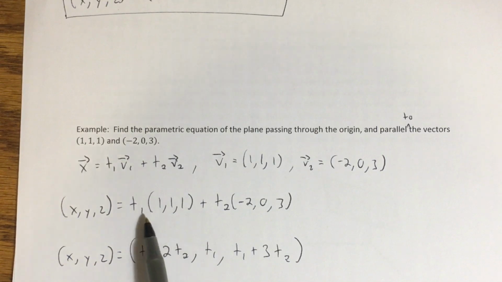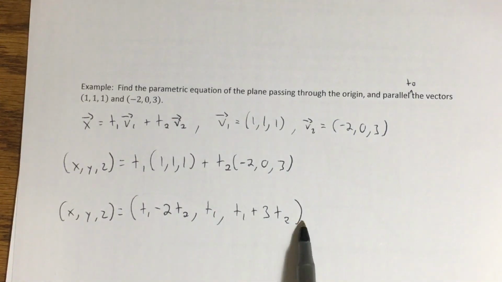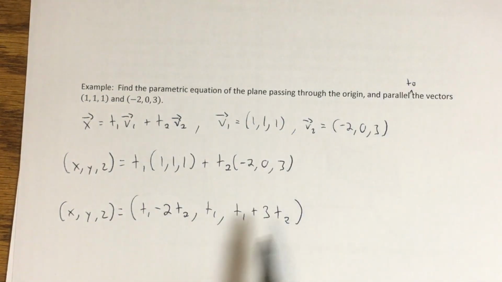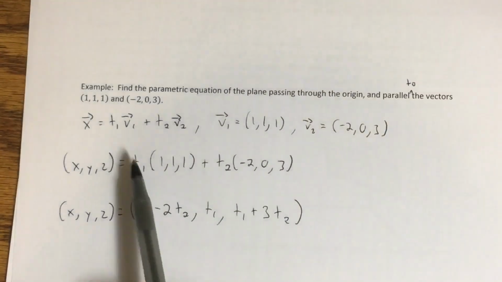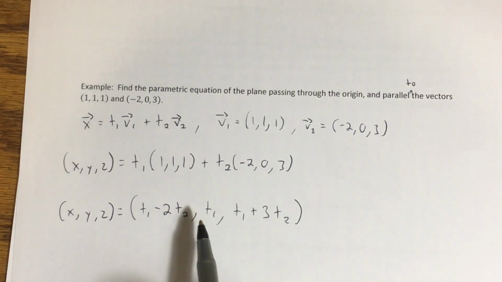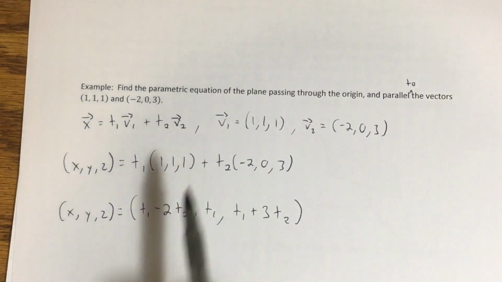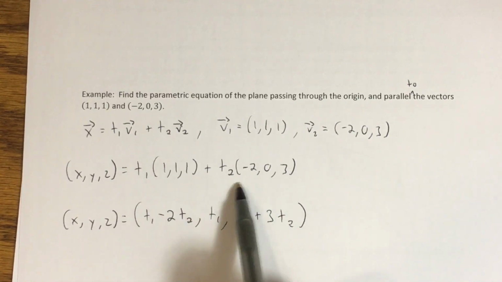In addition to that, this right-hand side can be represented either this way or this way. In this notation, I'm writing everything as a single vector, and then I could substitute in values for my t1s and my t2s in order to get individual points on that plane. Up here, I'm writing in a different notation that's actually more useful to us in linear algebra. I'm showing that this plane in particular is the set of all linear combinations of the vectors 1, 1, 1 and negative 2, 0, 3, where t1 and t2 can be any real number, right? So that would consist of all possible linear combinations of those two vectors.